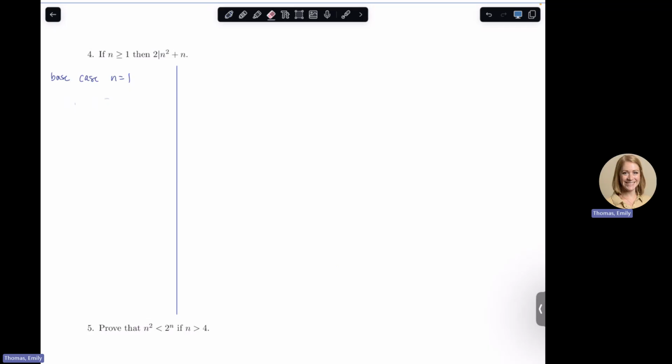Just stop. You would say, okay, well, 1 squared plus 1 is 2, which is 2 times 1. So clearly, 2 divides 1 squared plus 1. Base case holds.